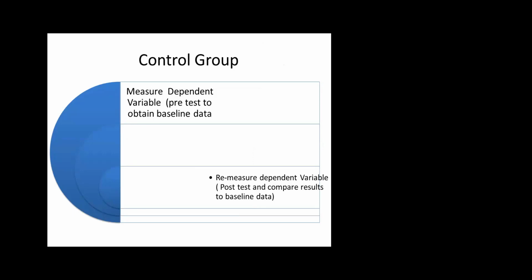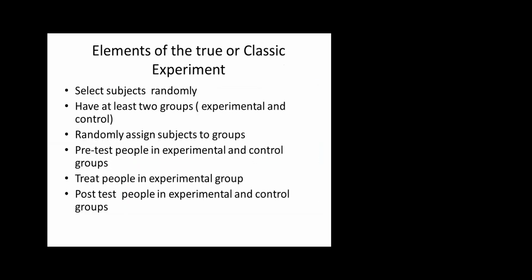So what is your control group? You have a control group. The control group is measured on the dependent variable with a pre-test to obtain baseline data. And you remeasure the dependent variable using a post-test and compare results to the baseline data. So you have to have at least two groups. What are these two groups? Experimental and control. Instead of probability sampling, what we use in experiment is random assignment. You randomly assign, and then you pre-test people in experimental and control groups, and then treat people in the experimental group, and then post-test people in experimental and control.